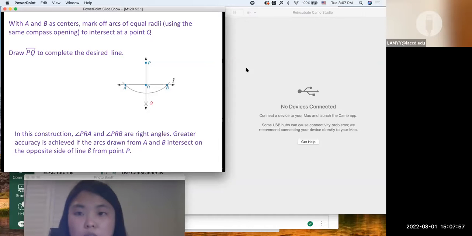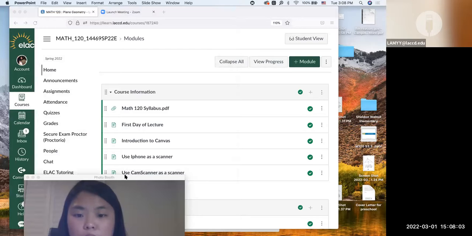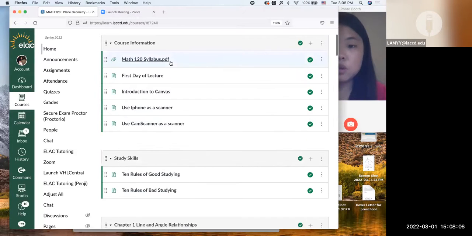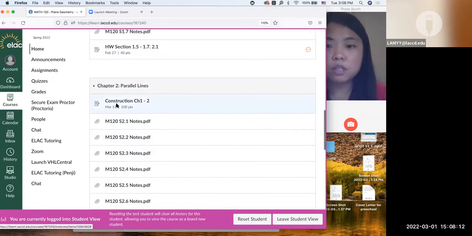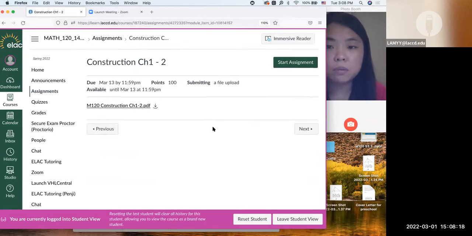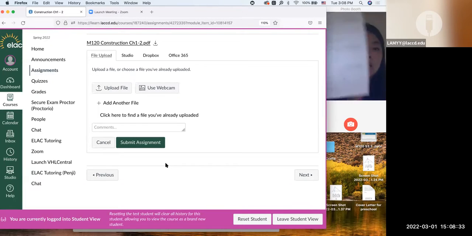Just turn it in on the Canvas. Okay, so go to the Canvas. Click on log into the Canvas. You're gonna see the construction chapter 1 and 2 here, right? Click on it, and then you can submit here. Okay, make sure you combine into one PDF file. Even though you could attach like 10 files here, I don't want you guys to do it. Make sure you combine it into only one file.